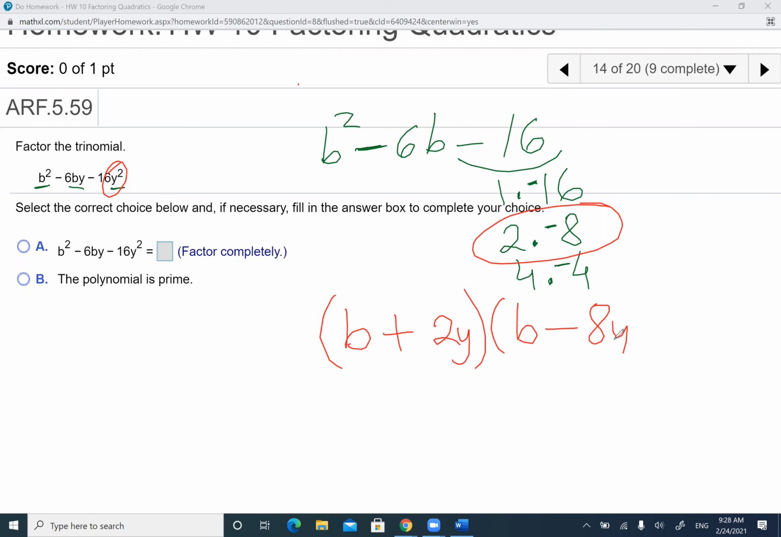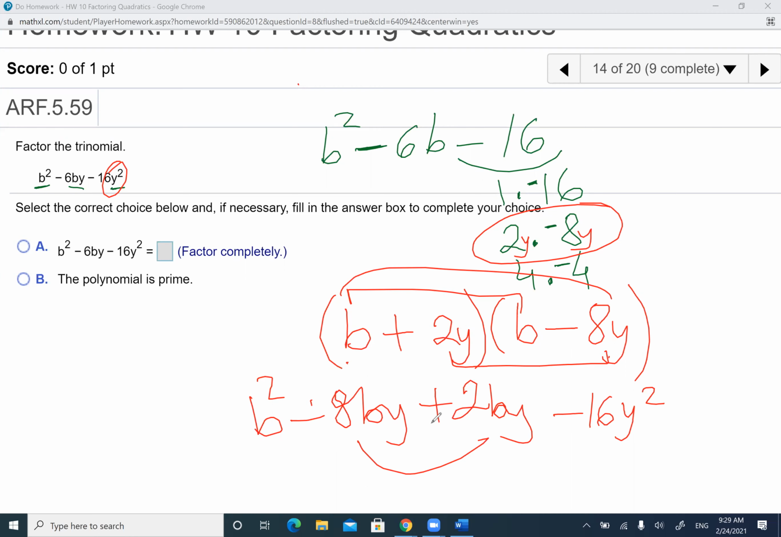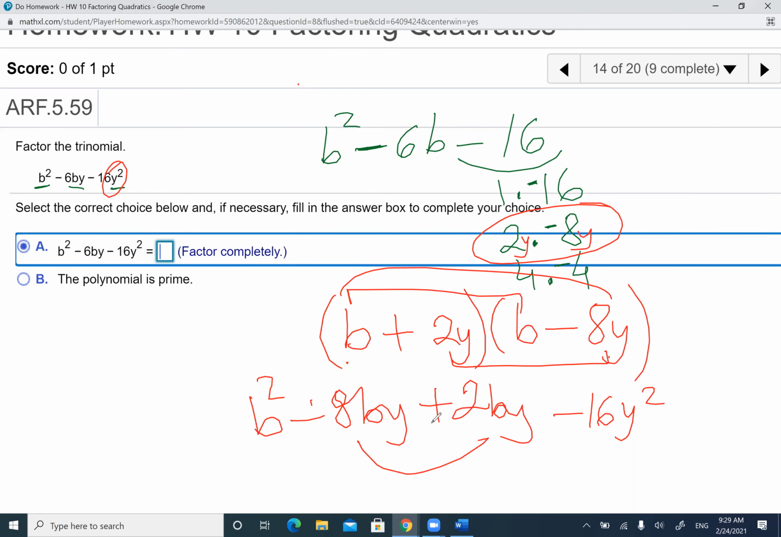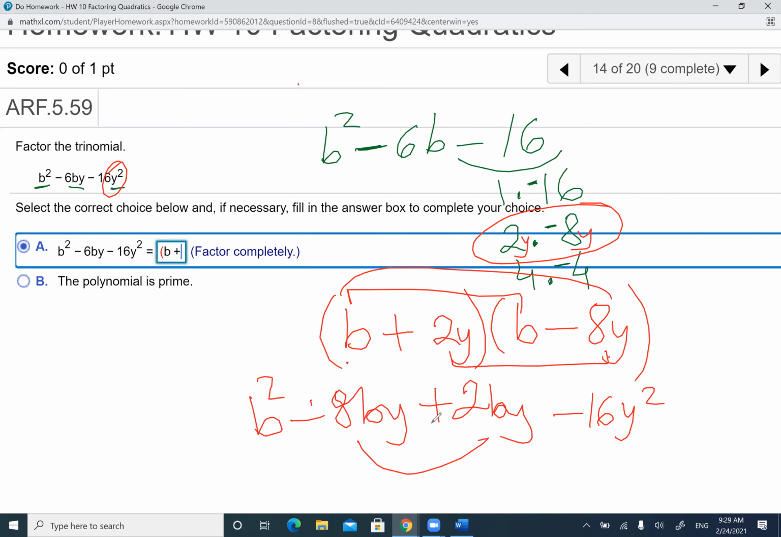And if you FOIL this, you're going to get B squared, right? But if you multiply those two, it's going to be minus 16 Y squared. And the middle one are going to have B and Y. Minus 8 BY and plus 2 B and Y. And when you combine those, you're going to get exactly the original problem, okay? So that's how you factor it. So forget about the Y first, the second letter. Do it with the same way we did it, and then put the Y in the end.